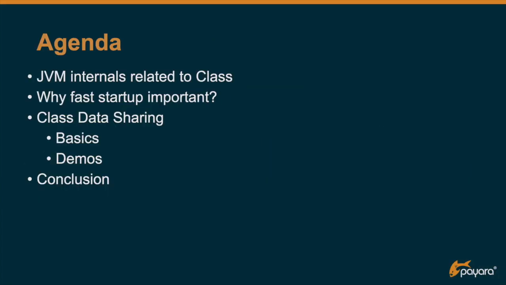So what are we going to cover today? First of all, a few JVM internals related to that class. Nothing too technical and not too deep, but a few options, a few aspects that you need to be aware of to understand what class data sharing is doing. Then a few words about why the fast startup is important. And then, of course, demos to show the feature in action and that you can see what benefits it can give you.